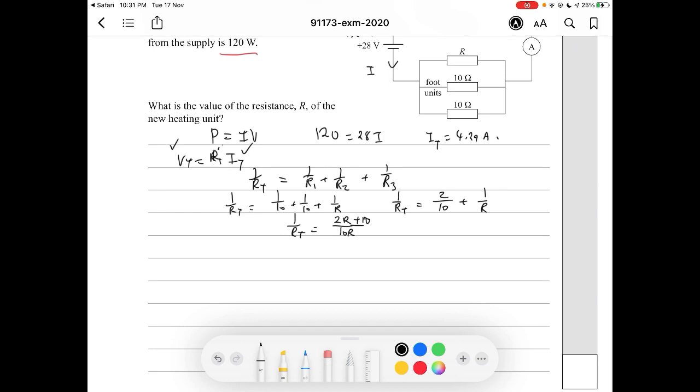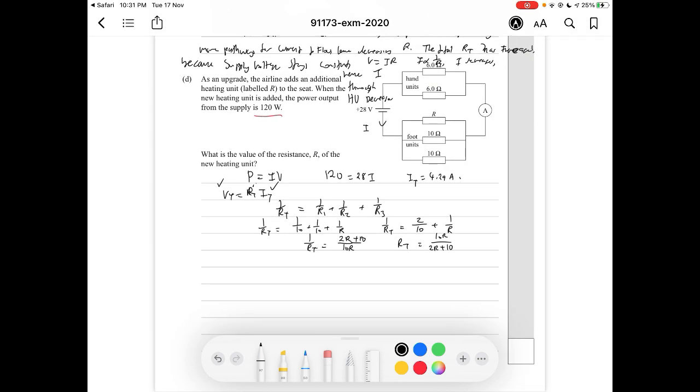Alright, so that's our one fraction. So R total equals 10R divided by 2R plus 10. That's our total resistance of the foot unit, and we need to consider the total resistance of the hand unit, which is still 3. So we can say the resistance of the hand unit is still 3 ohms.